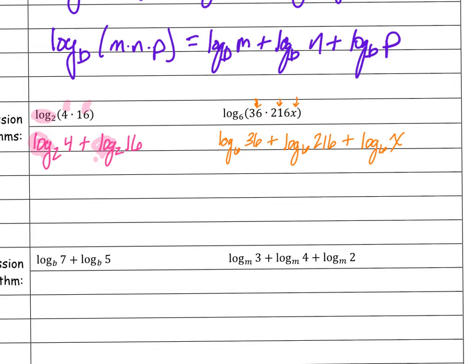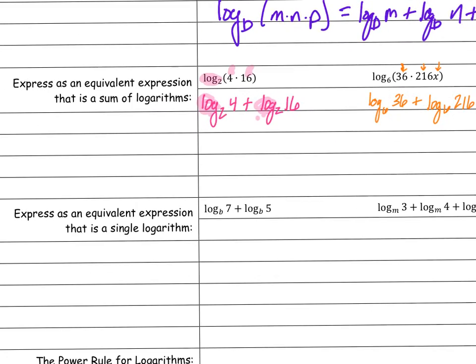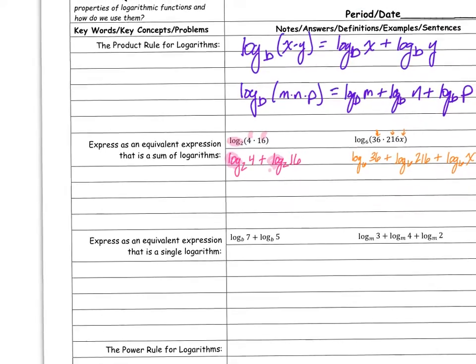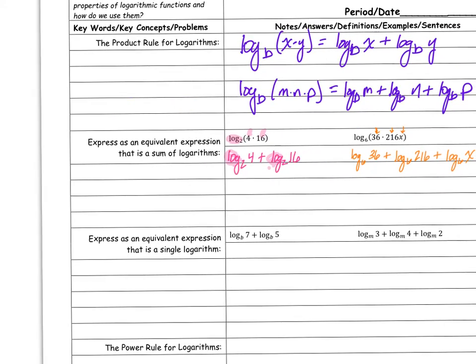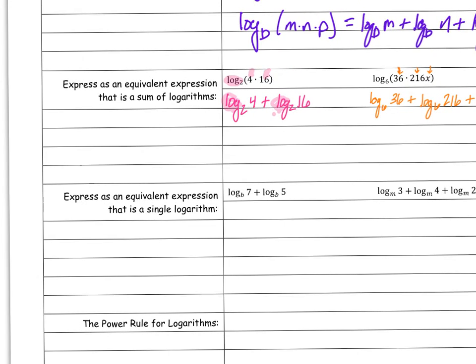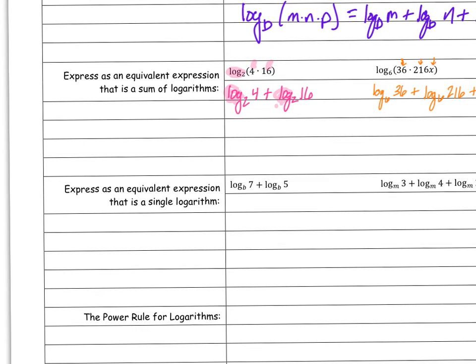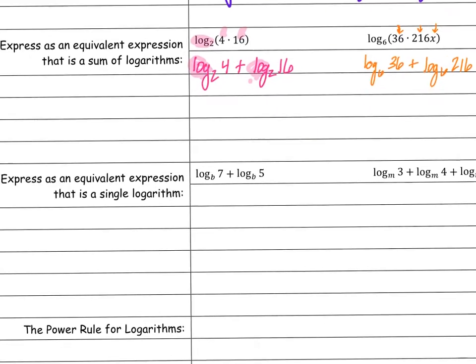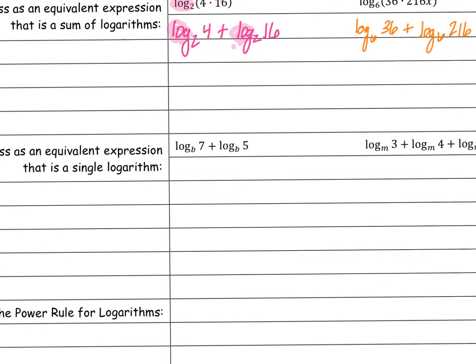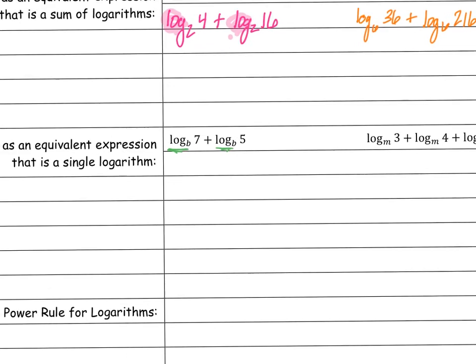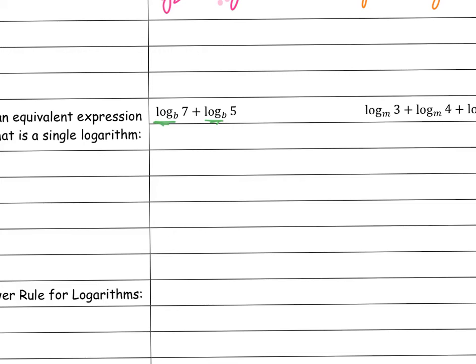Remember, if you have any questions, make sure you go to the discussion page for this lesson 9.3. So the second part of the property for the product rule for logarithms says express the equivalent expression as a single logarithm. So now they want me to go backwards. Notice I've got 2 logs here. They want me to write it as a single logarithm, 1 log. So I'm just going to go backwards from what I just got done doing.